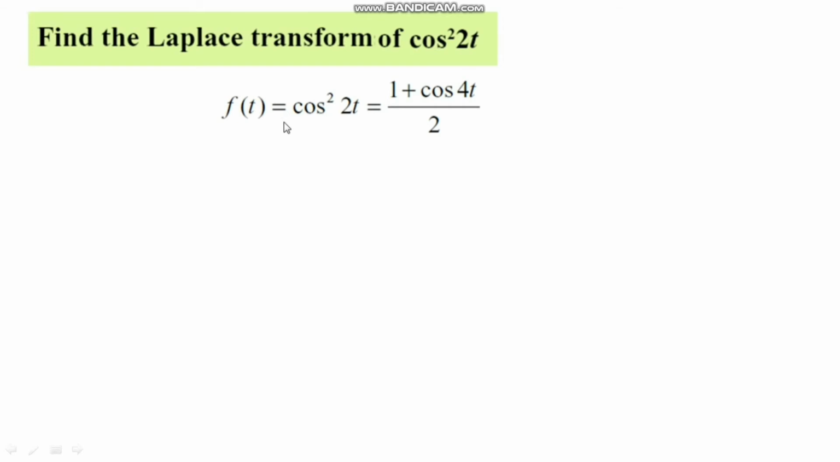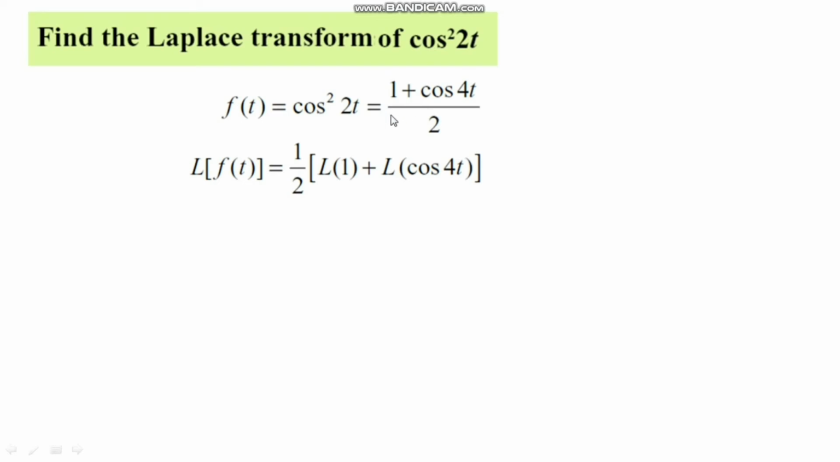Now it can be expressed in terms of multiple angles. It would be (1 plus cosine 4t) by 2. Now we can apply the Laplace transform to this function. Laplace transform of f of t equals the Laplace transform of this thing.